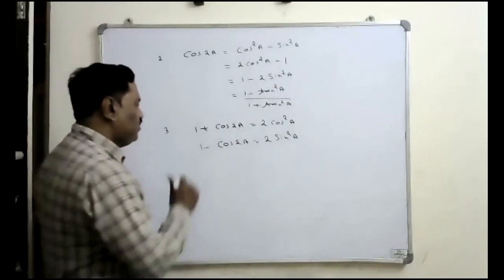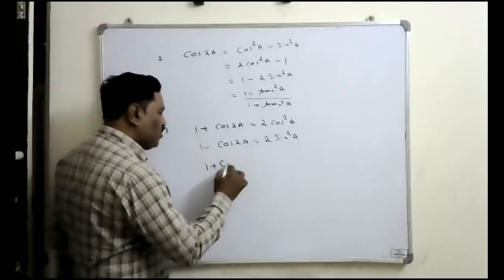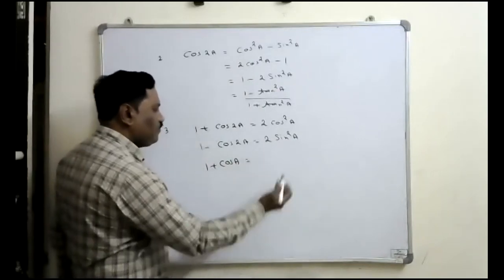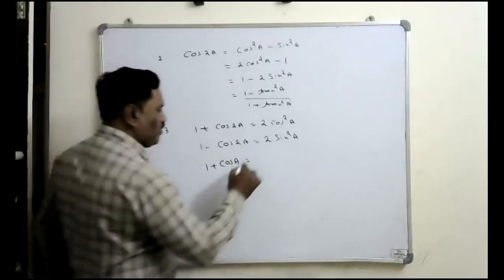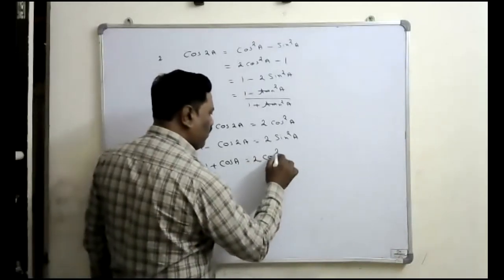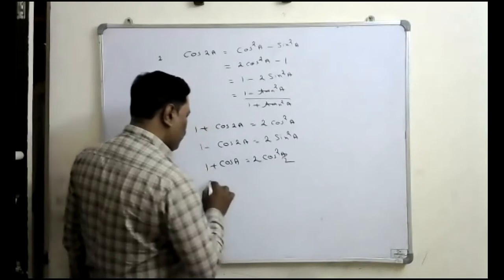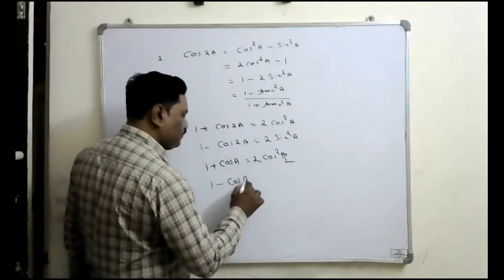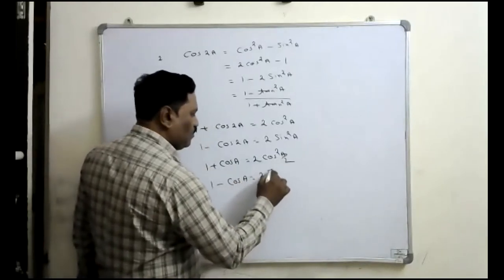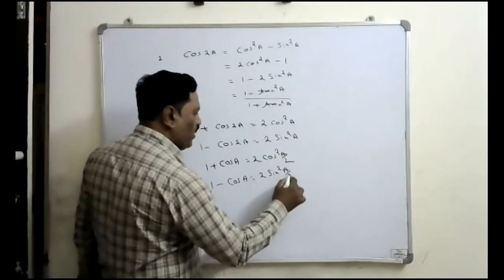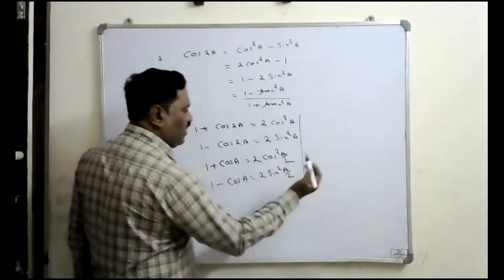Then similarly, how do you write 1 plus cos A? 2 cos square A by 2. How do you write 1 minus cos A? 2 sin square A by 2. Like that you can write.